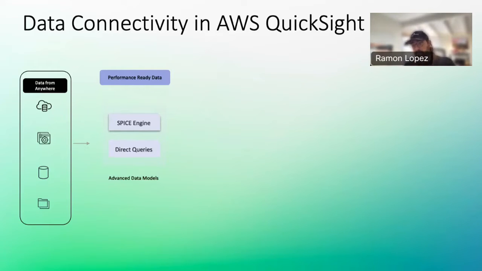As an alternative to Spice, we also support direct querying, where instead of pulling the data into our cache, you leverage your cloud data warehouse. You leverage that source data set and data source, and you let them do the work.